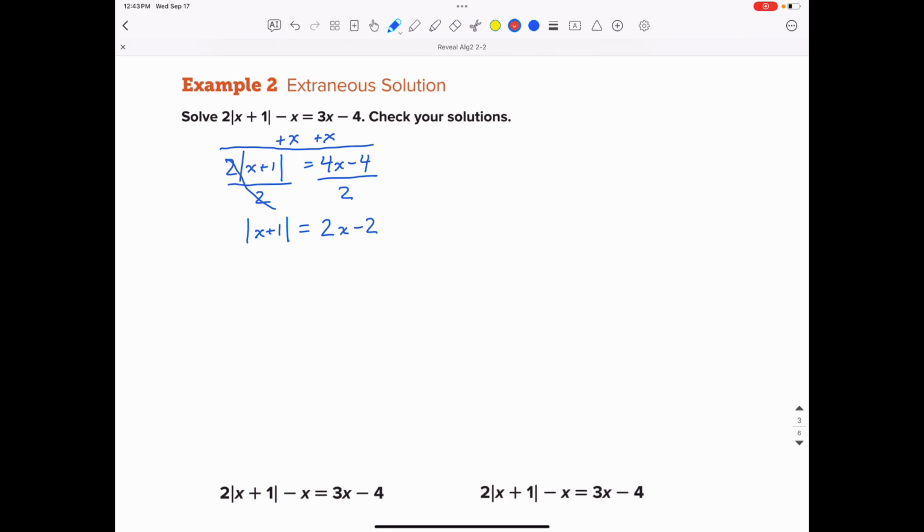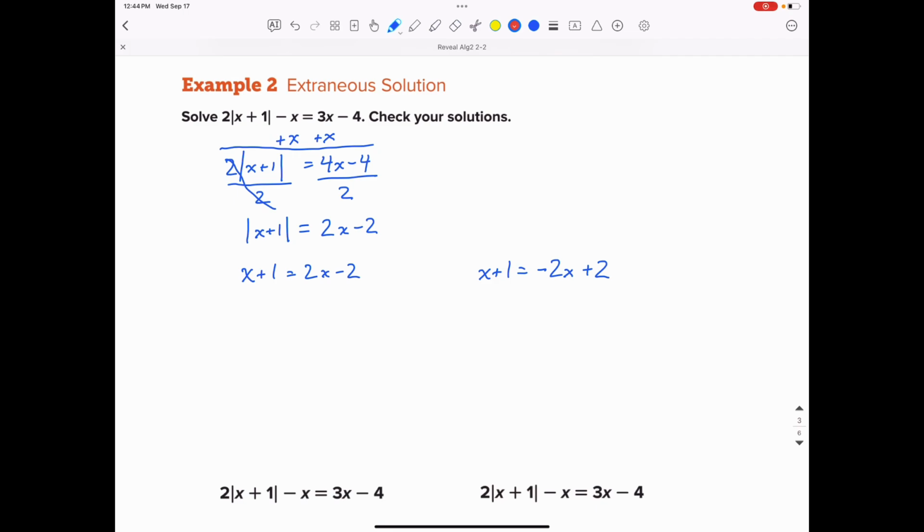So we're going to split this up into our 2 cases. We have the first case, again, no change except just take away the absolute value bars. So that's going to be x plus 1 equal to 2x minus 2. That's case number 1. And then case number 2, that's when you're going to have x plus 1 equal to, and we change the signs on the second part, negative 2x and plus 2 now, and solve them separately.